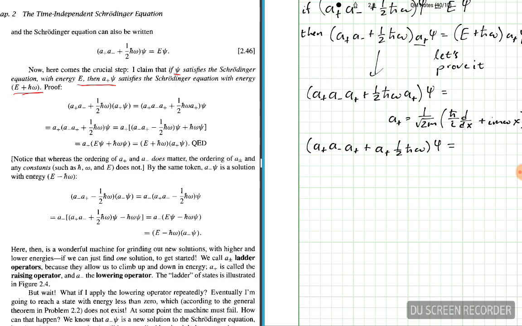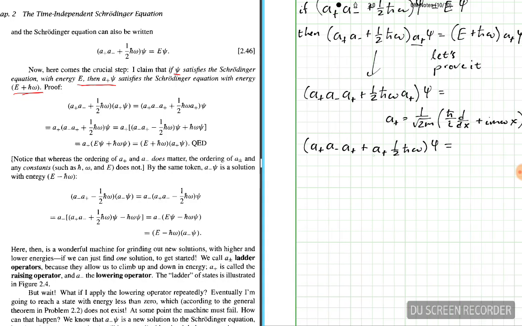Since I do not have anything that depends on taking a derivative or an integral with respect to h bar, which is a constant, or to the frequency omega, I can move it out in front. And now that I've moved it out in front, I can conveniently just factor it out. And what you might notice here is now I have a minus times a plus.